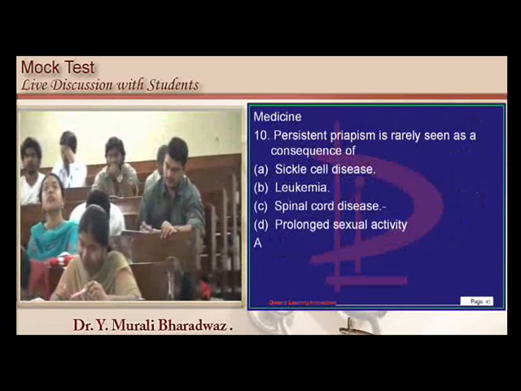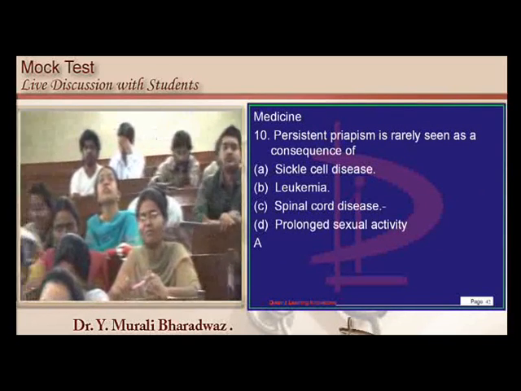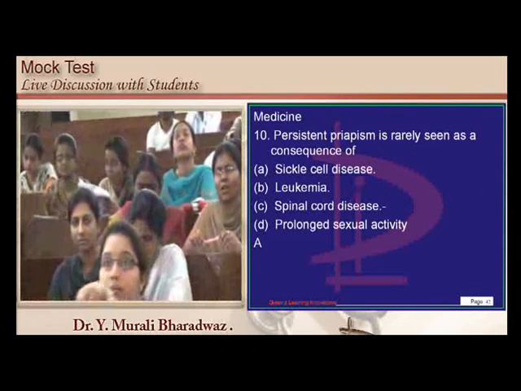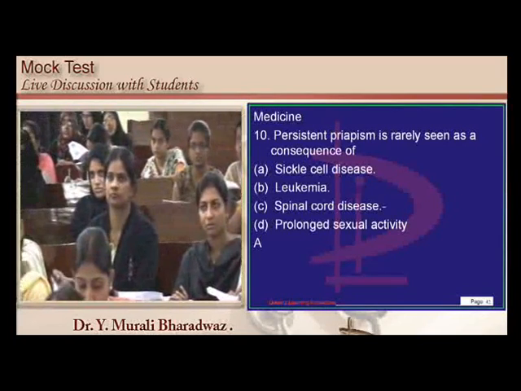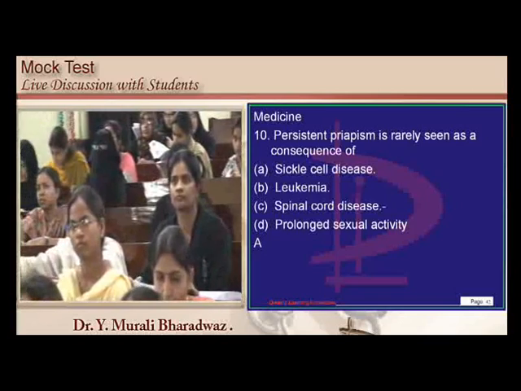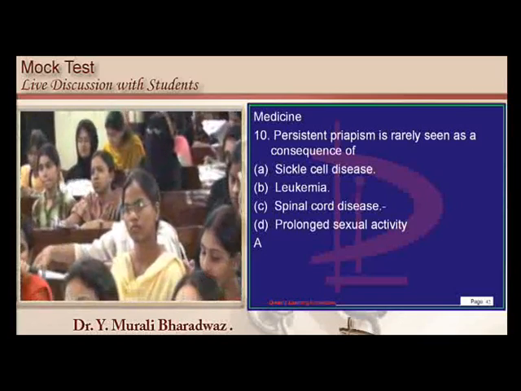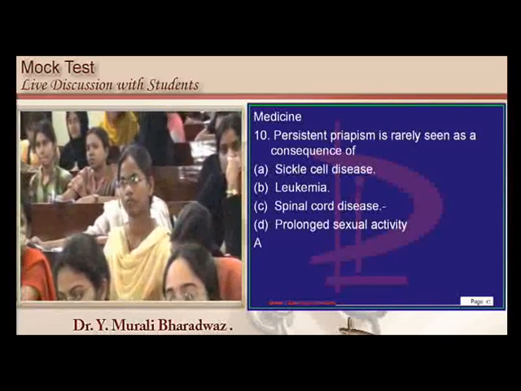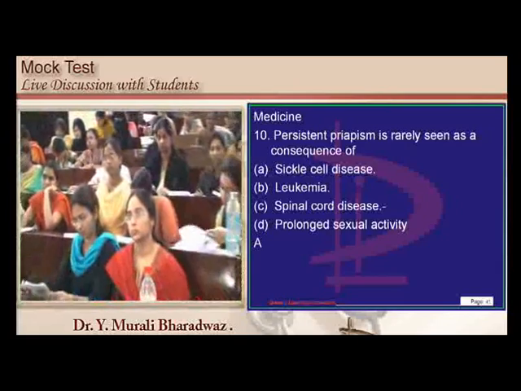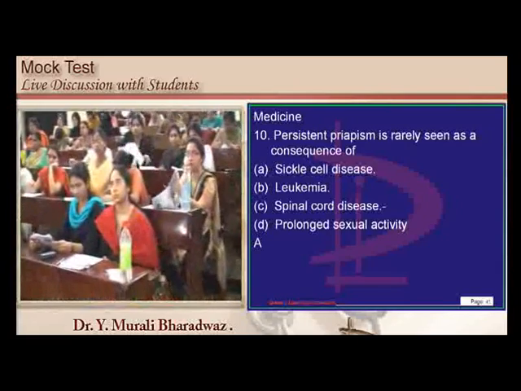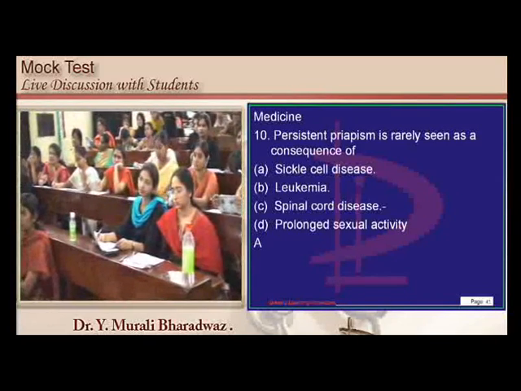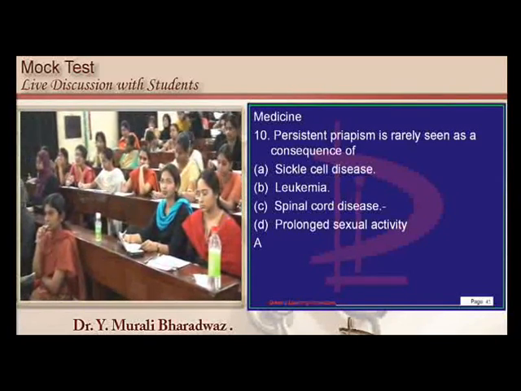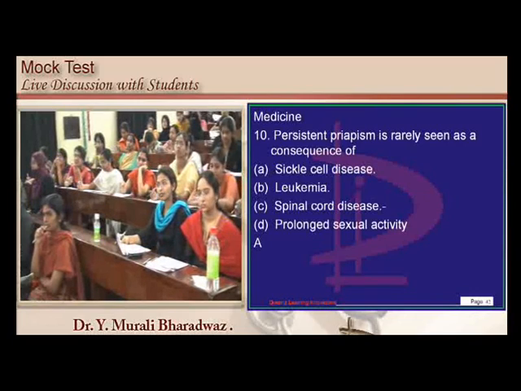Now, persistent priapism is rarely seen in. I had difficulty in finalizing the answer as sickle cell disease, because leukemia also is known to lead to priapism, and spinal cord metastasis or damage is also known to lead to priapism. Maybe we need to apply the Wren and Martin English grammar of rarely seen. So rarely seen, does it mean definitely seen, but not commonly seen? Maybe that is the reason.